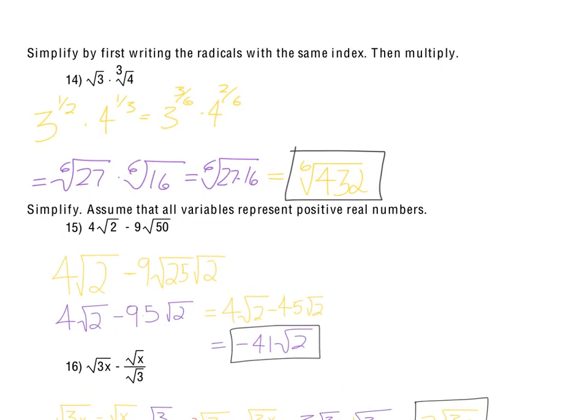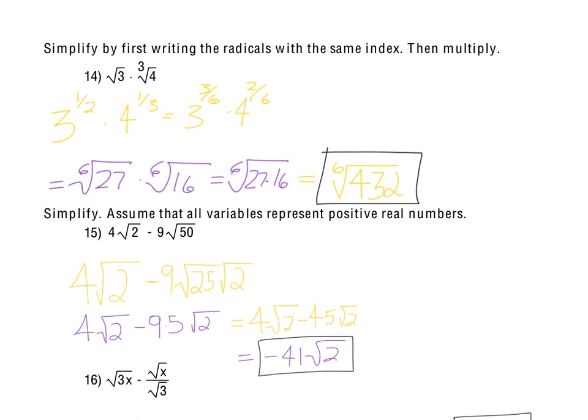Alright, taking a look at number 14, they kind of give you a clue here as to how to go about this one. First write the radicals with the same index and then multiply. So I like to convert to rational exponents, 1/2 and then 1/3, and then write them both as sixths. So 3 over 6, 2 over 6, and then it would be the 6th root of 3 cubed, that's where the 27 comes from, and the 6th root of 4 squared, that's where the 16 comes from.